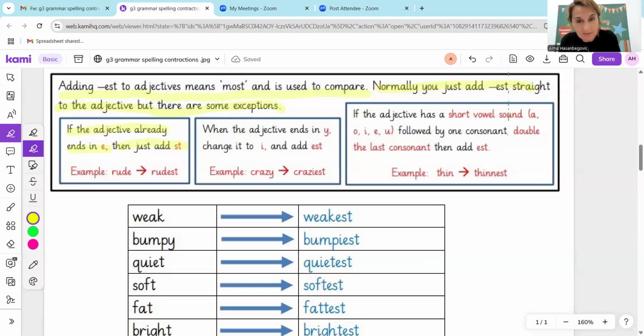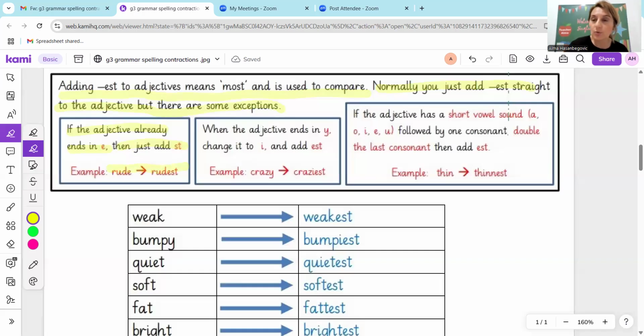Now, what is an adjective? An adjective describes nouns or pronouns. For example, this pencil is orange. Orange is an adjective, right? So that's an adjective because it describes this pencil, right? So if the adjective ends with an e, then we don't have to add an extra e. We only add st.